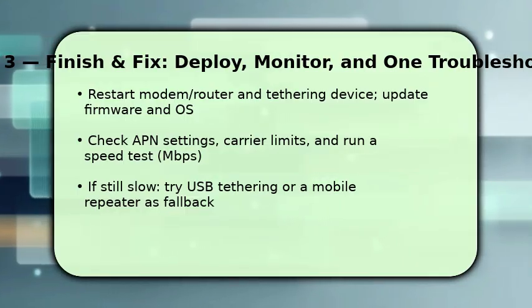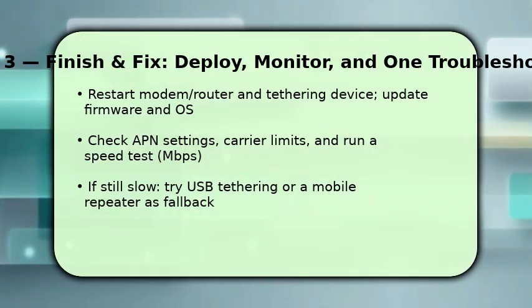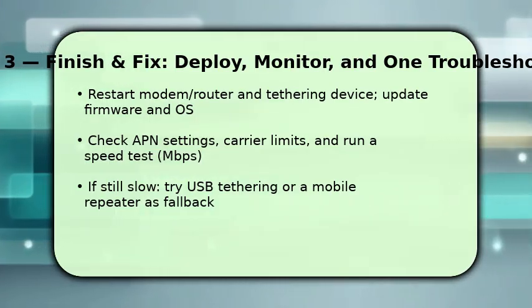Verify APN and carrier throttle policies if speeds dip after a data threshold, and run a speed test so you have numbers to compare. If problems persist, switch to USB tethering or use a small mobile repeater. Those often bypass wireless interference and give a more stable link.